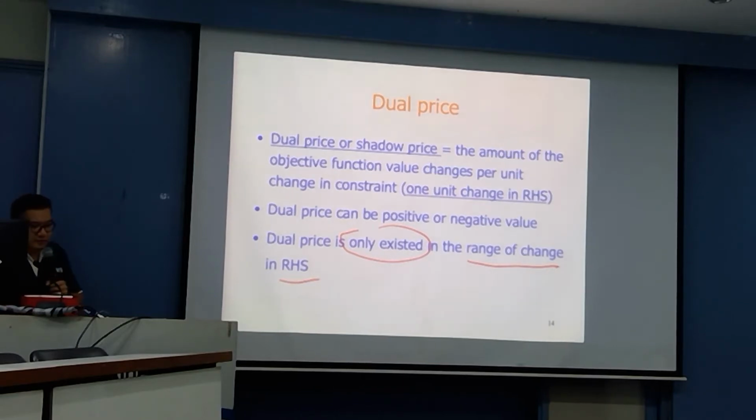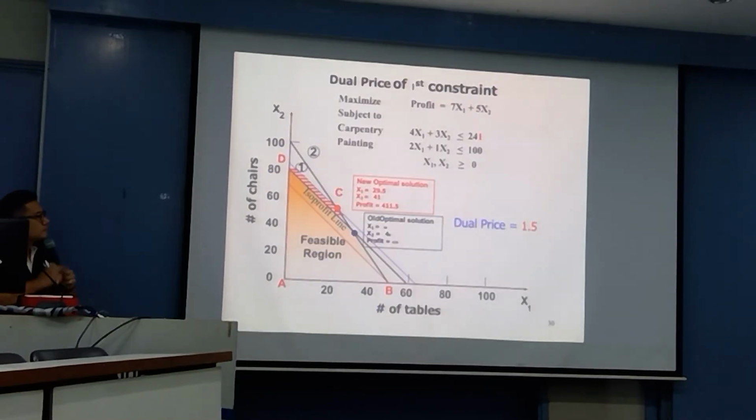Original problem. Look at this original problem. This example, I'm sure you remember. This is the way we try to find the range for the first constraint. If right now I try to find the range of changing the right-hand side for the first constraint, how can we do that?